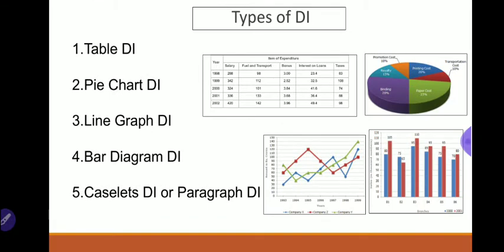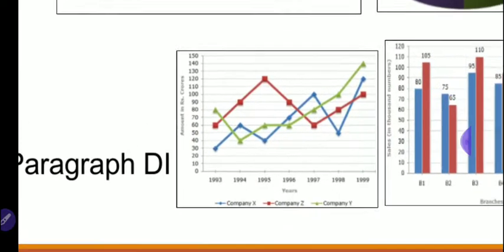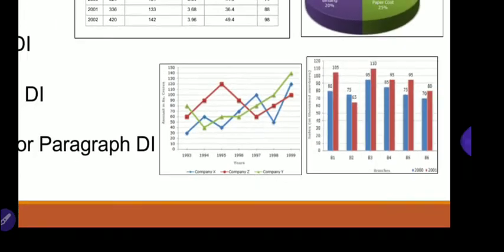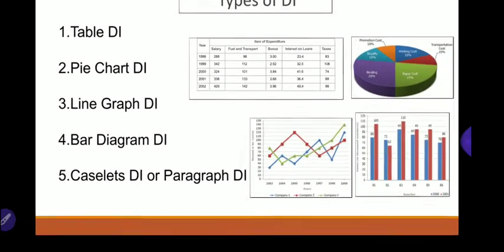Third, that is line graph DI. In line graph DI, the line graph is given along the x and y axis. On the x axis some values will be there, for example here the values are years, and on the y axis the amount in rupees, in crores, is given. Various lines are drawn in that graph in different colors to indicate company X, company Y and company Z.